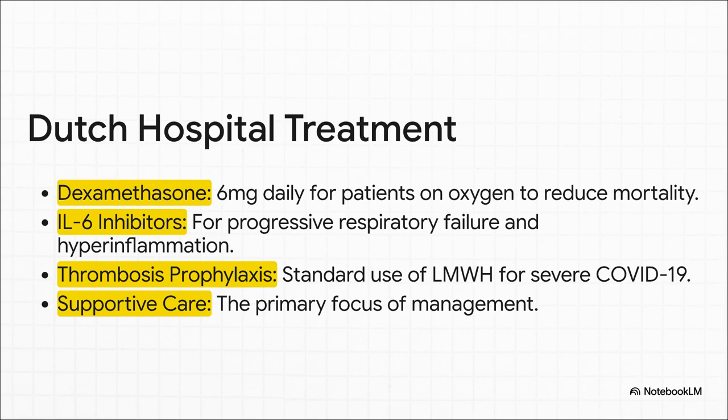It boils down to a few key pillars. First, dexamethasone to tamp down that inflammation for anyone needing oxygen. Second, IL-6 inhibitors if things are getting worse and you see signs of hyperinflammation. Third, absolutely standard thrombosis prophylaxis with low molecular weight heparin, because we know this disease can cause clots. And overarching all of it is just excellent supportive care. It's a strategy focused on managing the patient's body, not just fighting the virus itself.